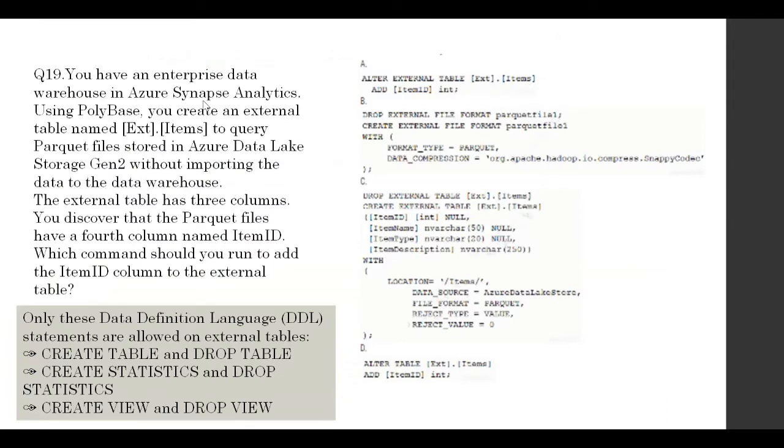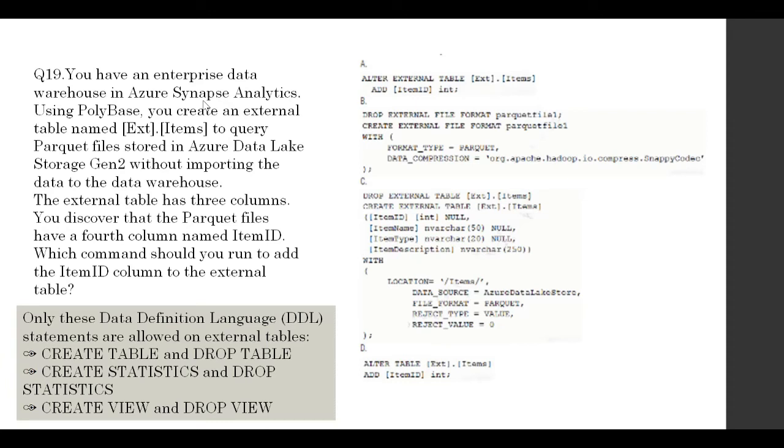Moving to question number 19: you have an enterprise data warehouse in Azure Synapse Analytics using PolyBase, and you create an external table named ext.items to query a Parquet file stored in Azure Data Lake Storage Gen2 without importing the data into the data warehouse. The external table has 3 columns. You discover that the Parquet file has a 4th column named item ID. Which command should you run to add the item ID column to the external table?